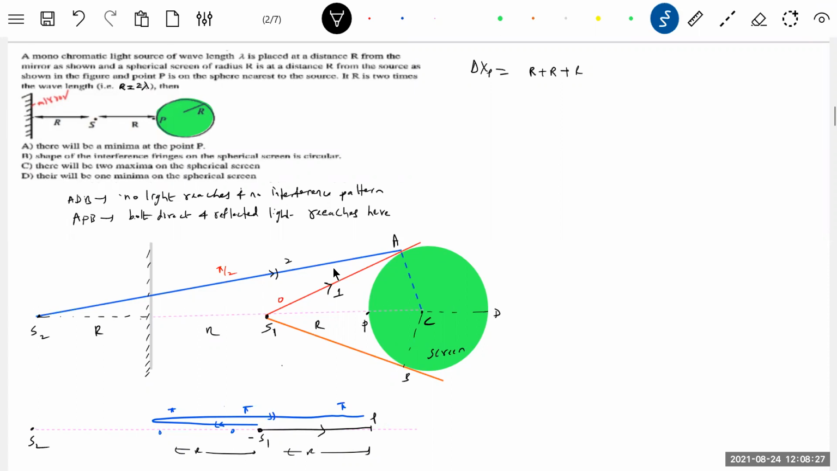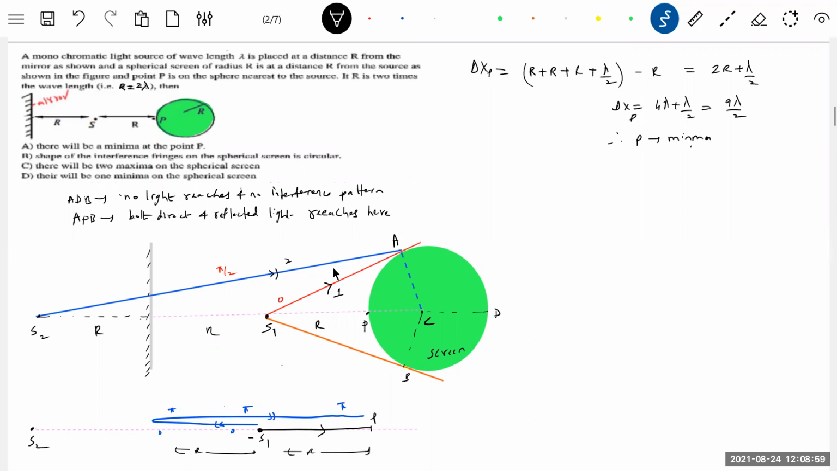R plus R, and also due to the phase angle, this lambda by 2 minus this is R. So this will become 2R plus lambda by 2. What is R equal to? R equal to 2 lambda. So 4 lambda plus lambda by 2, so this will become 9 lambda by 2. The path difference is equal to 9 lambda by 2. So what do we expect here? Therefore point P should be minima.